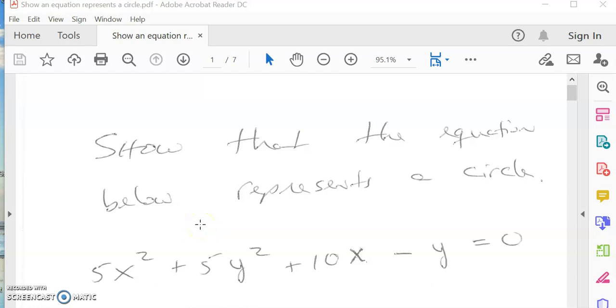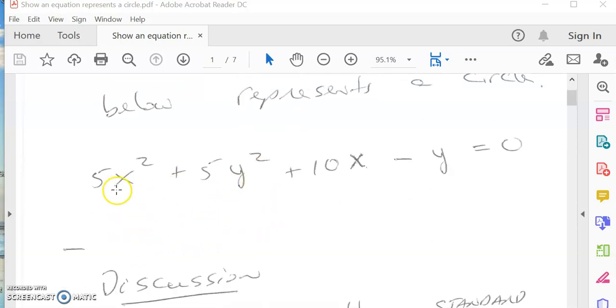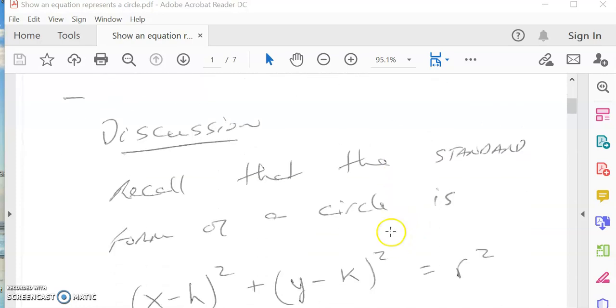Hello, ladies and gentlemen. This problem is talking about how we can show that an equation that is given to us represents a circle. Okay, so here's the equation. It's in two variables, x and y: 5x squared plus 5y squared plus 10x, take away y equals 0. So it's certainly not obvious that that would be a circle.